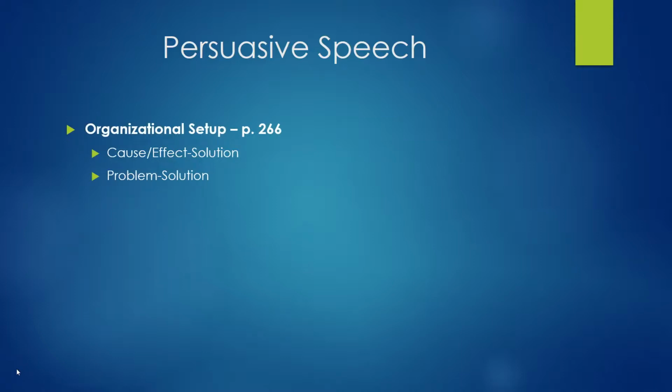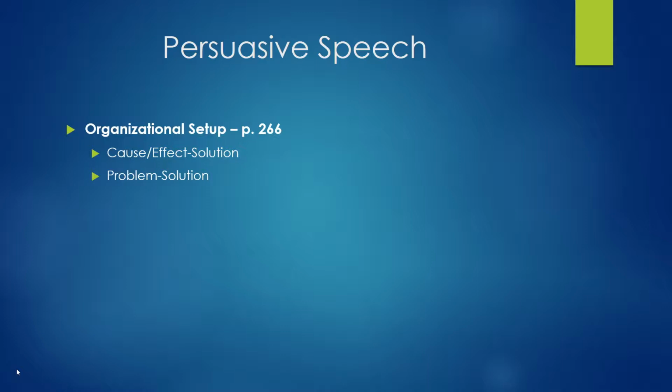So how will we set this speech up, or how will you organize this particular setup? I implore you to go to your textbook, page 226. You will see the speech setups, or the speech organizational patterns. There's spatial, there's topical, there's chronological. All of those are dealing with informative speeches. This is not an informative speech. This is a persuasive speech.